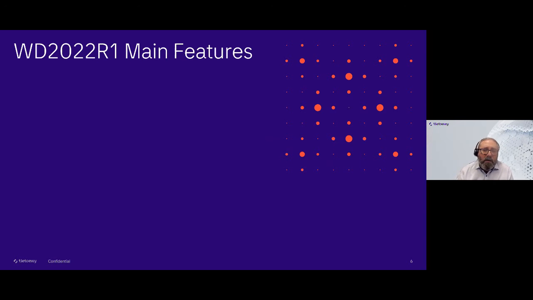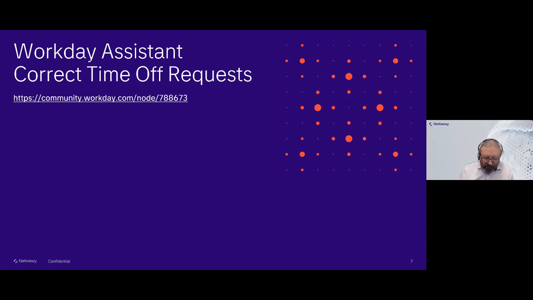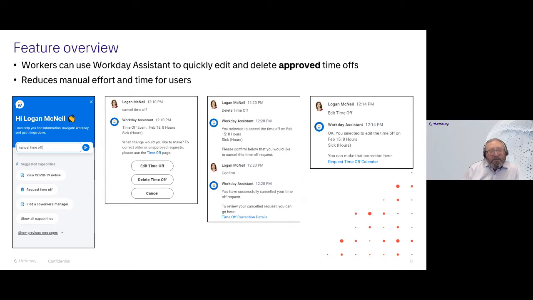So 2022 R1 main features, as I mentioned, the first item is our Workday Assistant correct time off requests. With this feature, workers can now, with the assistant, edit and delete approved time offs. Previously we could request and check balances and holiday calendars and so forth, but Workday have now delivered the ability to edit and delete approved time offs as well. And of course, this is all about reducing manual effort, making the use of absence more efficient and fluent for the users.